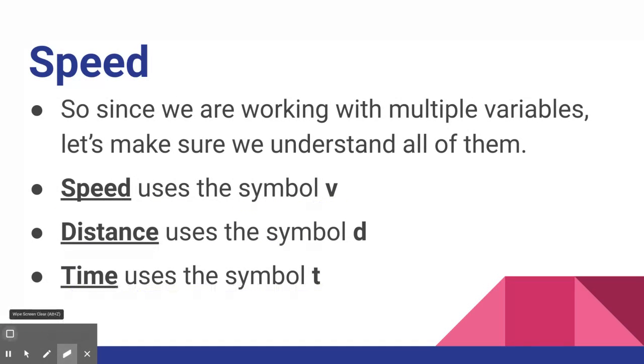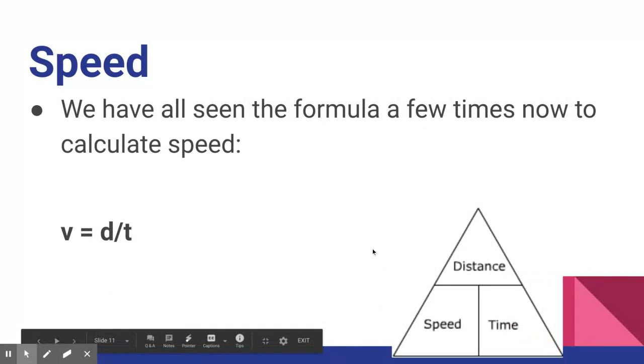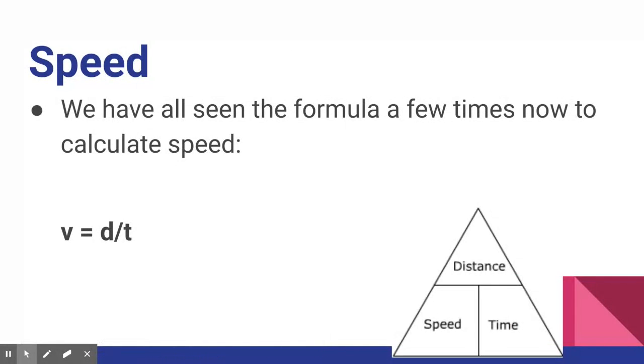Okay. So V for speed, D for distance, T for time. Not too difficult here and pretty straightforward. Now we've seen this little triangle before, and you're going to see it quite a bit as we practice this. We've seen this formula before, but let's make sure we have it in the notes. Now that we know the variables, V or speed is equal to D over T, distance over time.